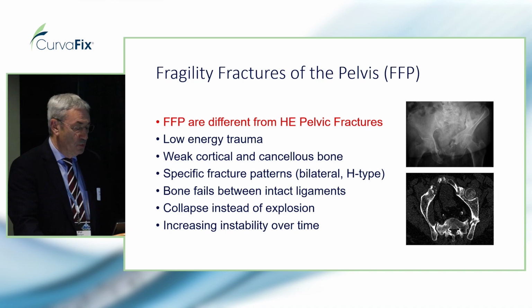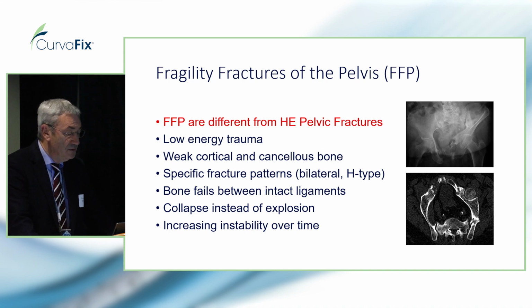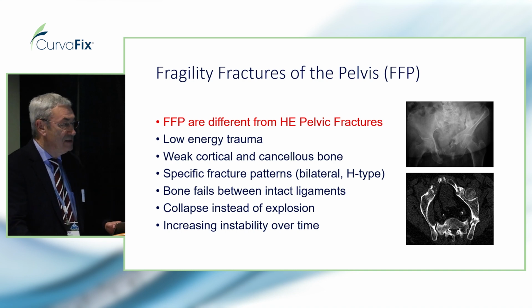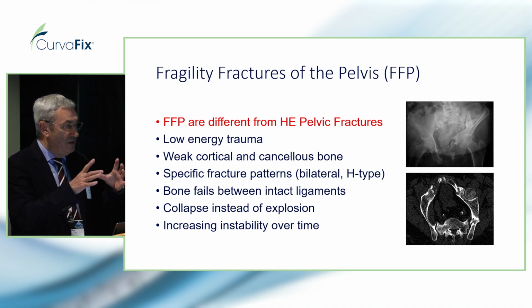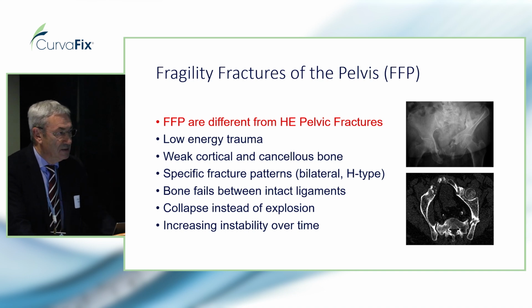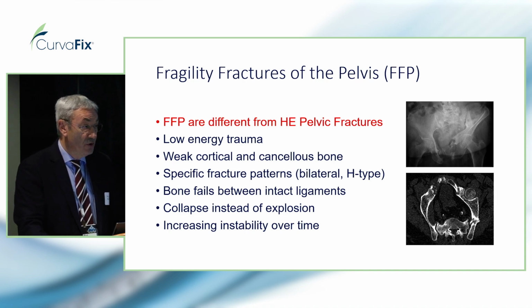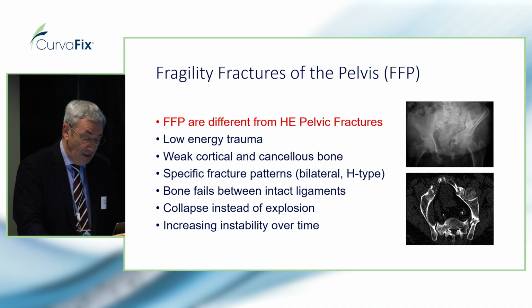We are confronted with weak cortical and very weak cancellous bone that gives specific fracture patterns. There are a number of bilateral lesions and also H-type sacral fractures. The bone fails between the intact ligaments, so that means that we are seeing a collapse of the pelvic ring between the ligaments instead of an explosion, which is the case in high energy trauma. And in some patients, we also observe an increasing instability over time. That means during conservative treatment, additional fractures occur and the instability of the pelvic ring increases.